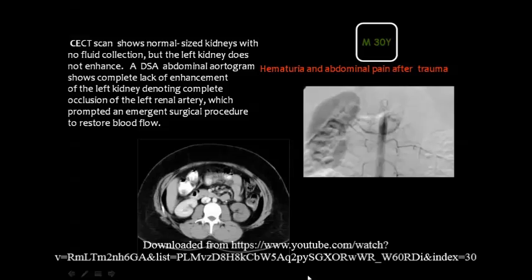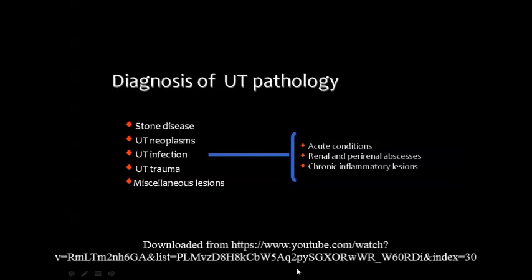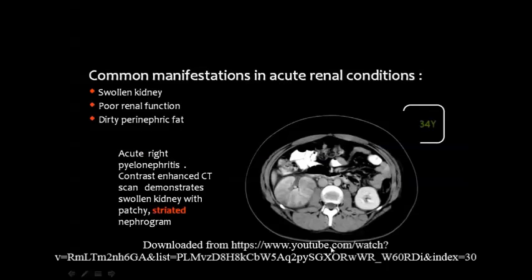And this is another example, and you can see the right kidney is functioning well, while the left kidney does not show any function in a patient who had received a blunt abdominal trauma, then you highly suspect that the renal vascular pedicle has been avulsed. Then in cases of urinary tract infection, you may have too many conditions, but all of these conditions may present in a triad.